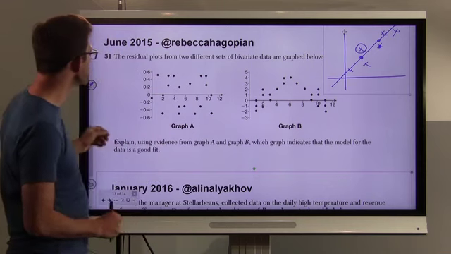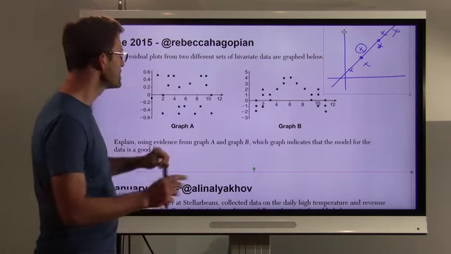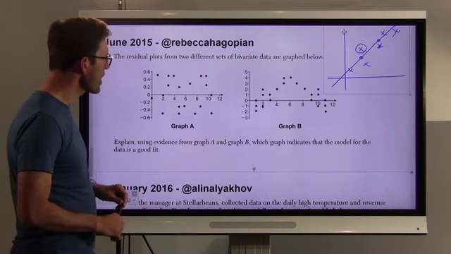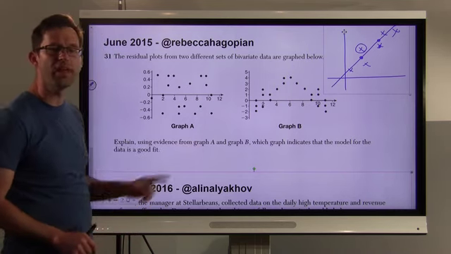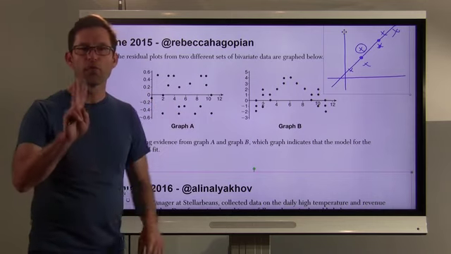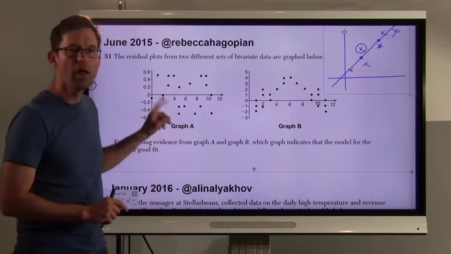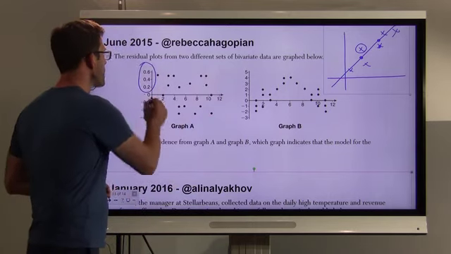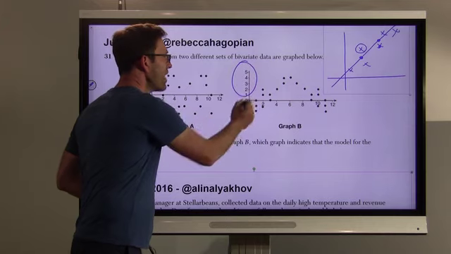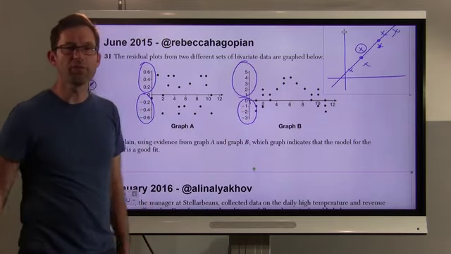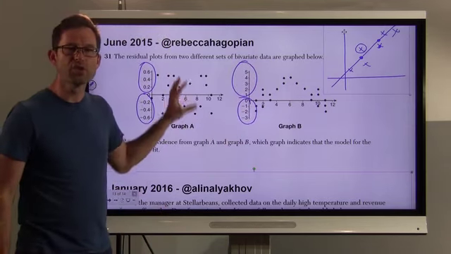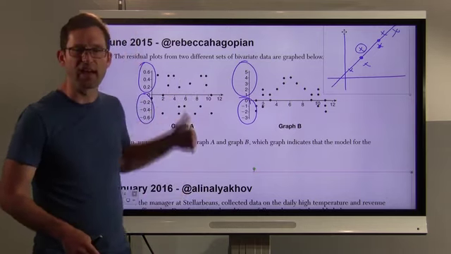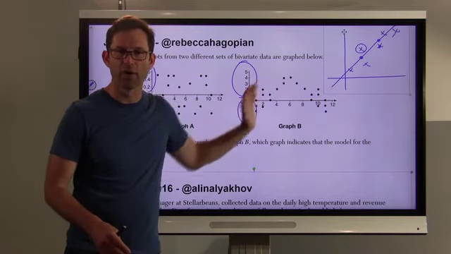This particular problem says, the residual plots of two different sets of bivariate data are graphed below. Explain using evidence from graph A and graph B which graph indicates the model for the data is a good fit. This is the better one for two reasons. Reason number one, the residuals are scattered. Reason number two, the residuals are much smaller than they are over here. Mostly, what they expect you to know is that the residuals should be chaotically scattered about the x-axis as opposed to this pattern.